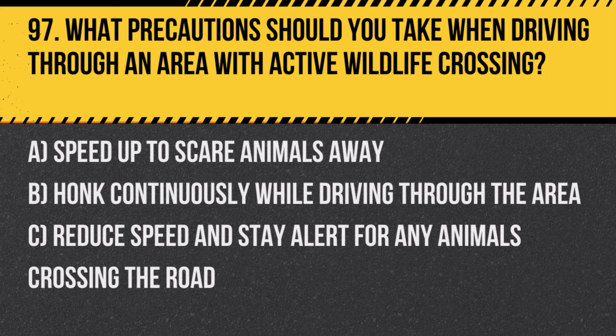Question 97. What precautions should you take when driving through an area with active wildlife crossing? A. Speed up to scare animals away. B. Honk continuously while driving through the area. C. Reduce speed and stay alert for any animals crossing the road. Answer. C. Reduce speed and stay alert for any animals crossing the road. Slowing down can prevent accidents and allow time to react if an animal crosses your path.